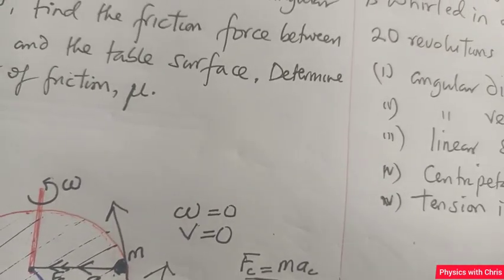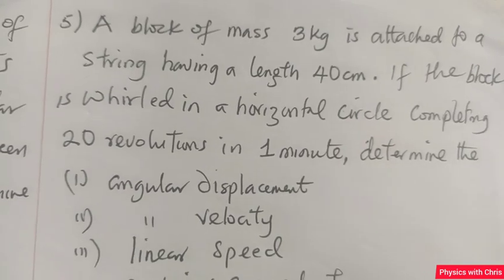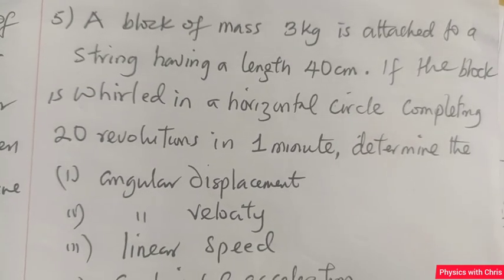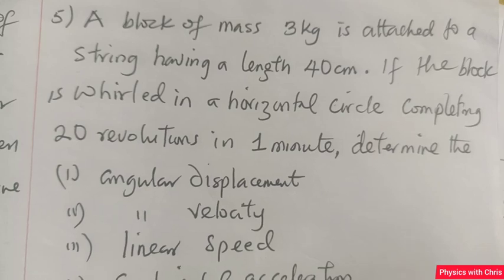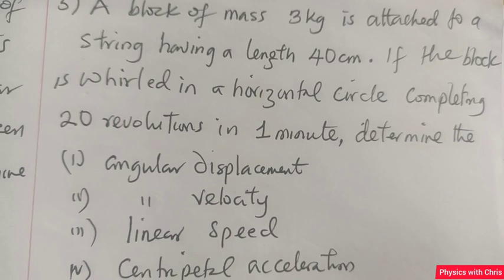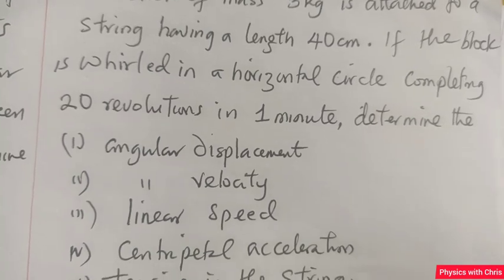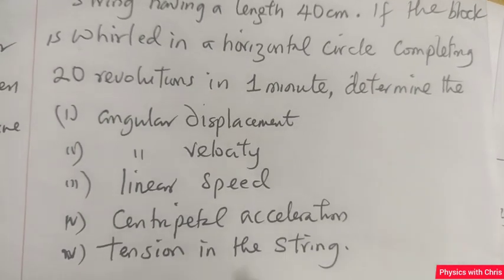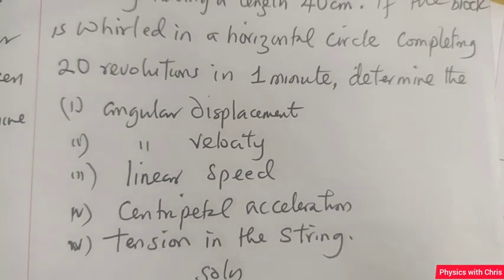Okay, look at this other question. Let's solve this quickly. This one has some parameters given to us. A block of mass 3 kg is attached to a string having a length of 40 cm. If the block is whirled in a horizontal circle such that it completes 20 revolutions in 1 minute, the question says determine number one, the angular displacement, determine the angular velocity, and so on and so forth.